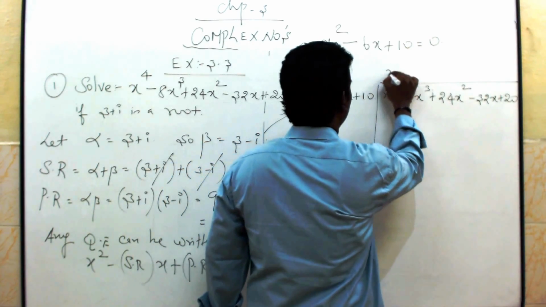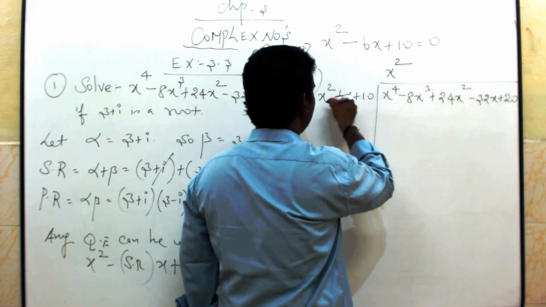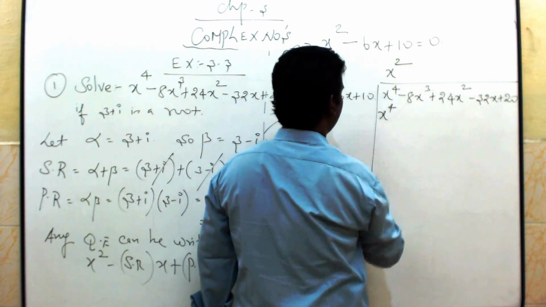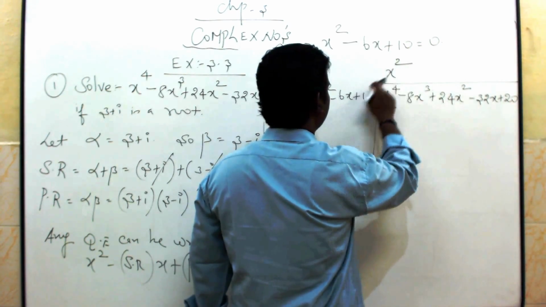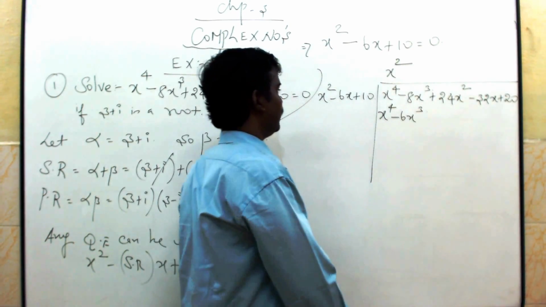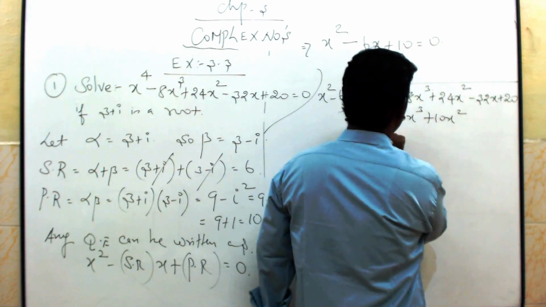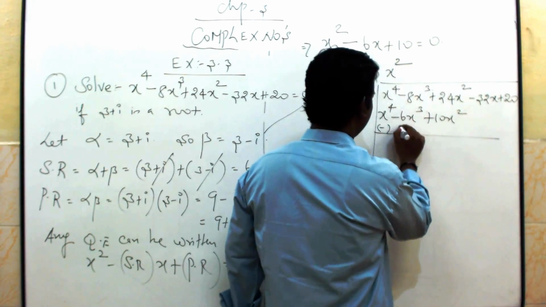Now you all know that here we should write x square. So tell me what is x square into x square? x power 4. Then multiply பண்ணுங்க minus 6x cube. Correct? Then plus 10x square. Change the sign.